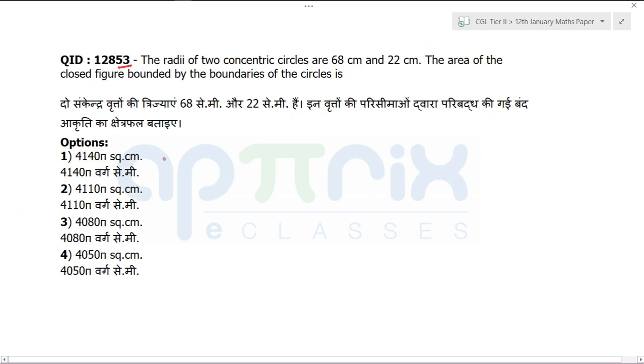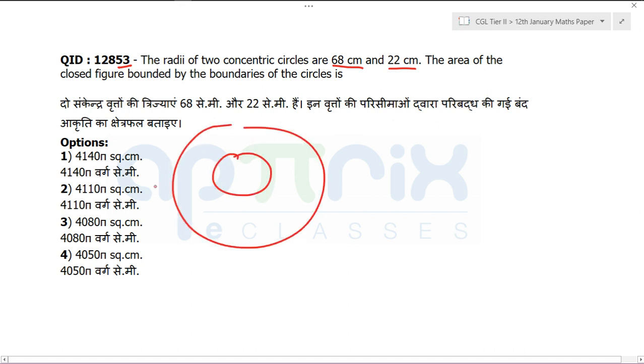Question number 53 now. What does it say? Question number 53 says that the radii of two concentric circles are 68 centimeters and 22 centimeters. What we have to find is the area of the closed figure bounded in that boundary. So essentially if you draw the diagram, it will look something like this. I am not able to draw the exact diagram with the same center, but please understand my feeling, right? This is 68 and this is given to be 22.